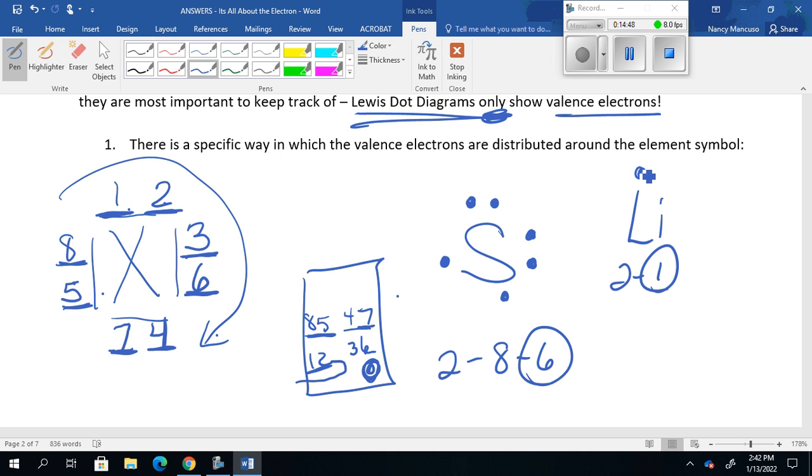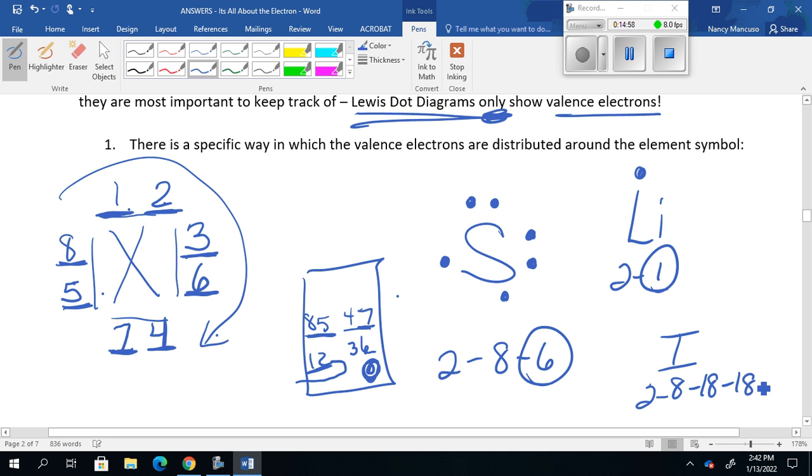Let's say I do iodine. Iodine is 2-8-18-18-7. Okay, 7. Spot 1, spot 2, 3, 4, 5, 6, 7. The only one that's left open is that 8th spot over there. So think of each side as a little shelf to hold 2 electrons. 2 here, 2 here, 2 here, and 2 on this side.